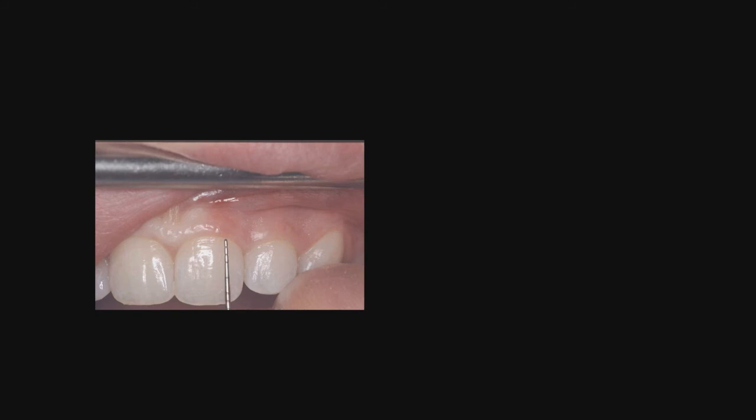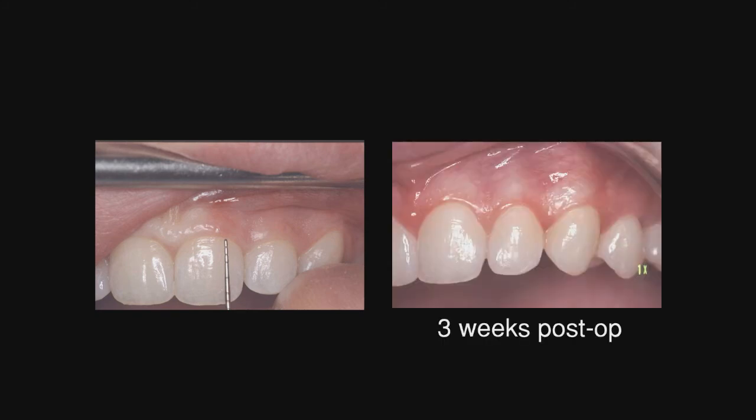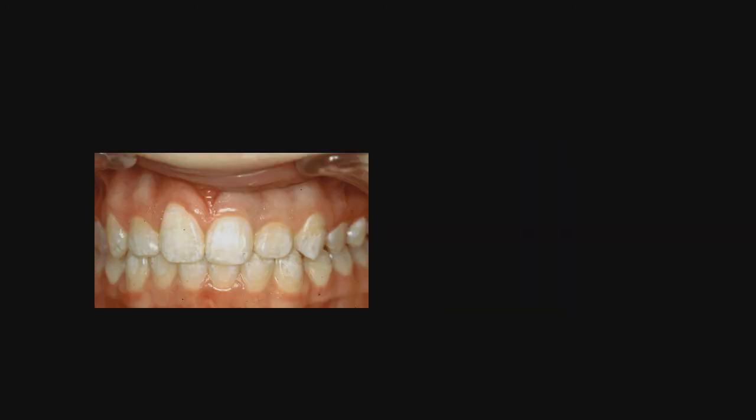So this is where we started, and this is the way it looks 3 weeks later, and notice how thin the papilla are. We have a thinner biotype, and that can be maintained, and we have a painless type of surgery similar to what we would have with a soft tissue laser.